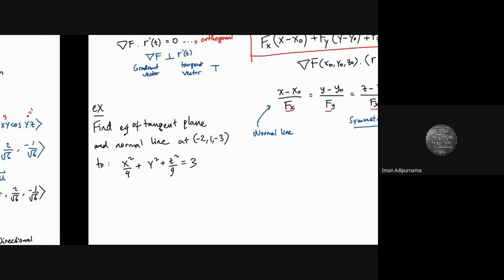And what is this structure? If you remember, you have all positive terms, all squared: x squared, y squared, z squared. This is the ellipsoid, right?